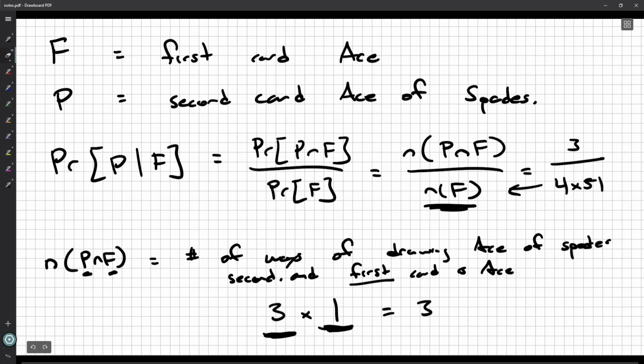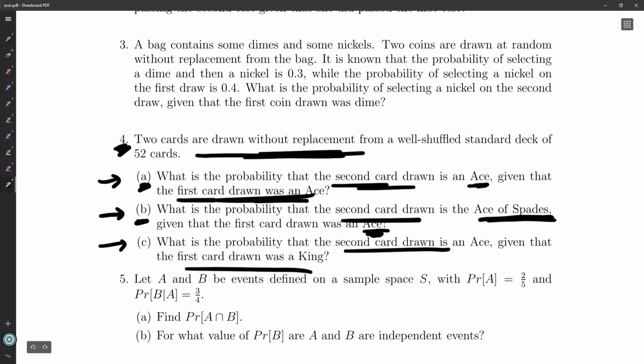Okay, and so that gives us a probability of 3 over 4 times 51, which we could say is 3 over 204 if we really wanted to, but I'd probably leave it like this. Right, so it's a little harder because of this. We want an ace, but knowing that we have to have that ace of spades second sort of ruins the count a little bit. Okay? And now C part here. What is the probability the second card drawn is an ace, given that the first card drawn was a king?